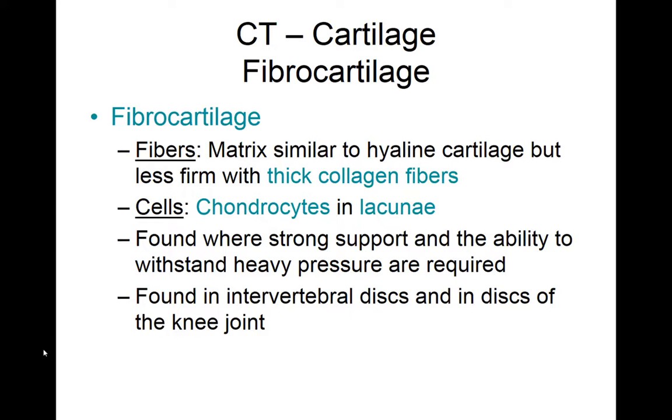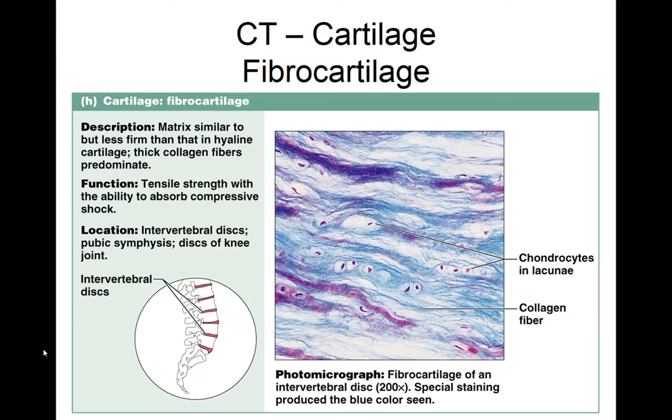So examples are going to be in the meniscus of the knee. That's going to be fibrocartilage. The intervertebral discs between your vertebrae, that's going to be fibrocartilage. Anywhere where you have a tremendous amount of pressure. This area right here, this is called our pubic symphysis. It's where two pelvic bones come together. That's fibrocartilage. You got a lot of pressure. It's holding up your entire body. So this is fibrocartilage under the microscope, and you can see all those blue collagen fibers. And then you can also see all the chondrocytes in those holes, in those lacuna.